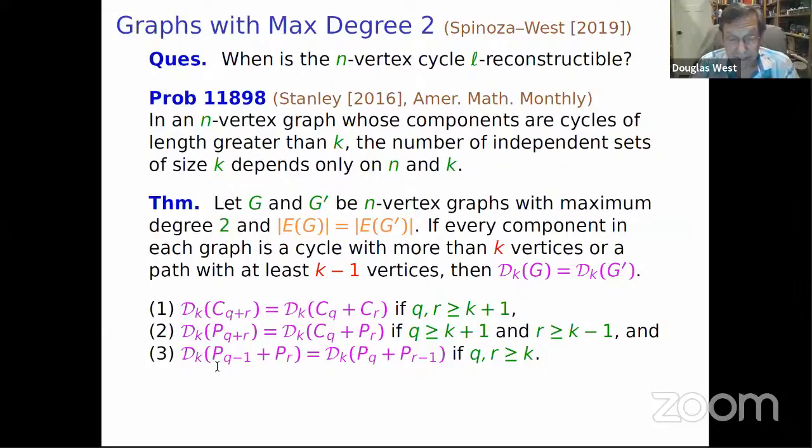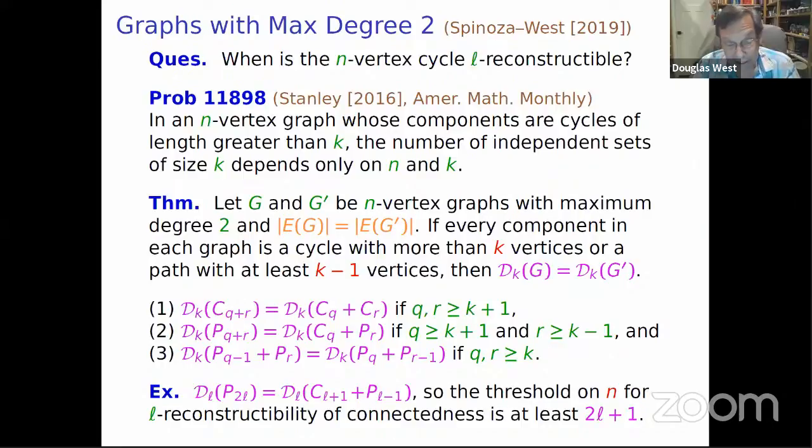And finally, suppose you have a graph that's a disjoint union of two paths. Well, you could shift a vertex from one path to the other, and it would still have the same K deck as long as all the paths involved have at least K minus one vertices.